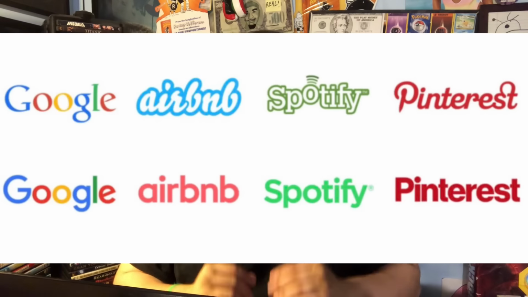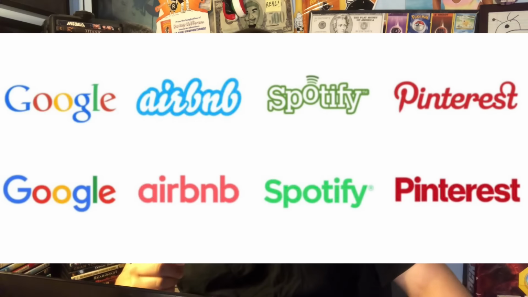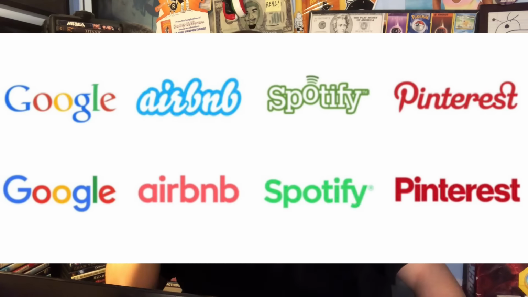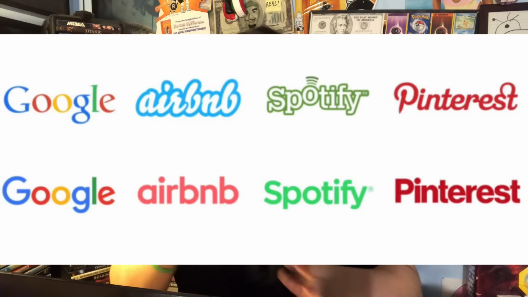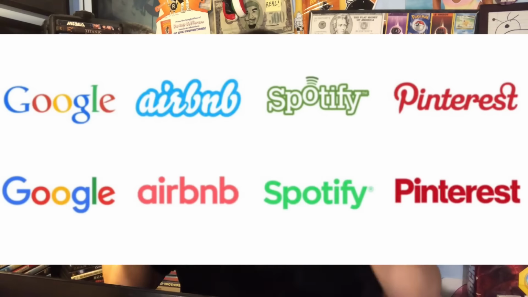So first we have the Google logo, then we have the Airbnb logo, the Spotify logo, the Pinterest logo, and even the eBay logo. They all look the same. This is what I mean by oversimplified. They've simplified it to the point where they're all the same. Look at before. They all stood out. They all had their own personality. Now they're all the same. If I was blind and these were all blurred together, I would think they're the same company.